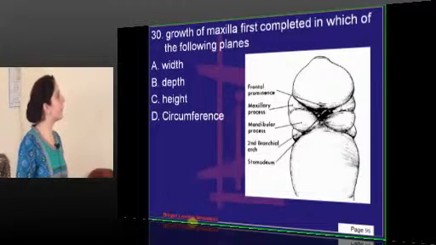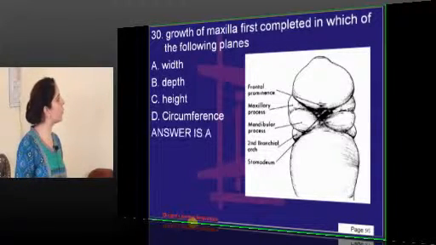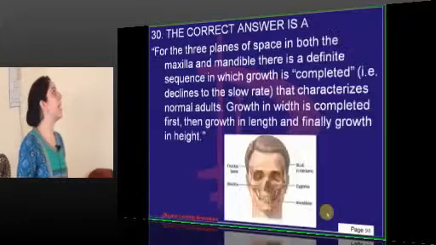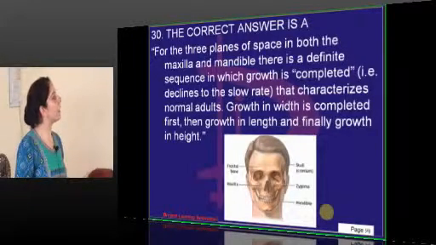Growth of the maxilla is first completed in which of the following planes? The first is width, and then after that is depth, and then finally height.